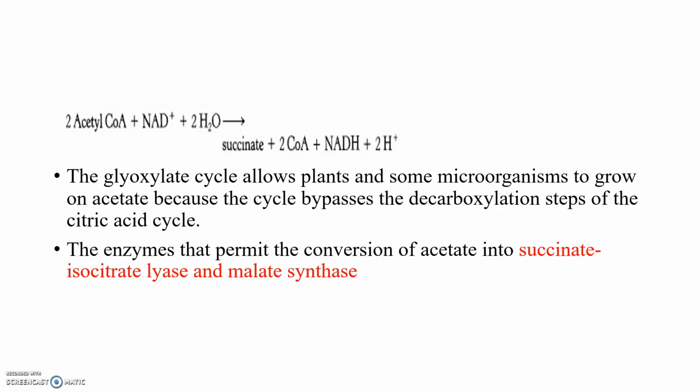The glyoxylate cycle allows plants and some microorganisms to grow on acetate because the cycle bypasses the decarboxylation steps of the citric acid cycle. So what happens here? The enzymes that permit the conversion of acetate into succinate are isocitrate lyase and malate synthase.